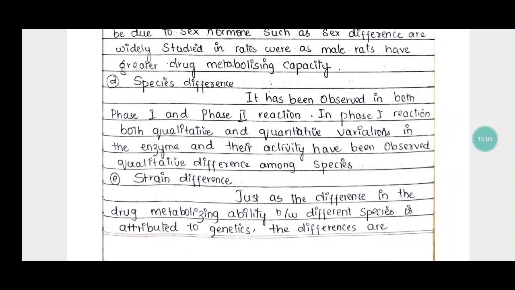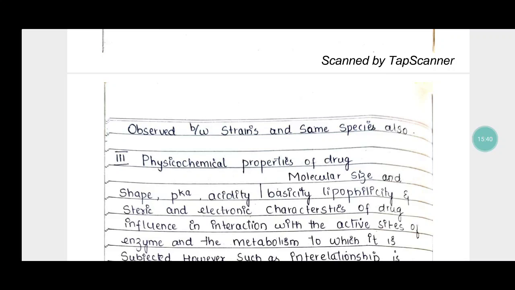Next, species difference. It has been observed in both phase 1 and phase 2 reactions. In phase 1, both qualitative and quantitative variation in enzymes and their activity has been observed. Qualitative difference among the species. Strain difference is just the difference in drug metabolism. The ability differences between different species are attributed to genetics. Differences are observed between strains of the same species also.